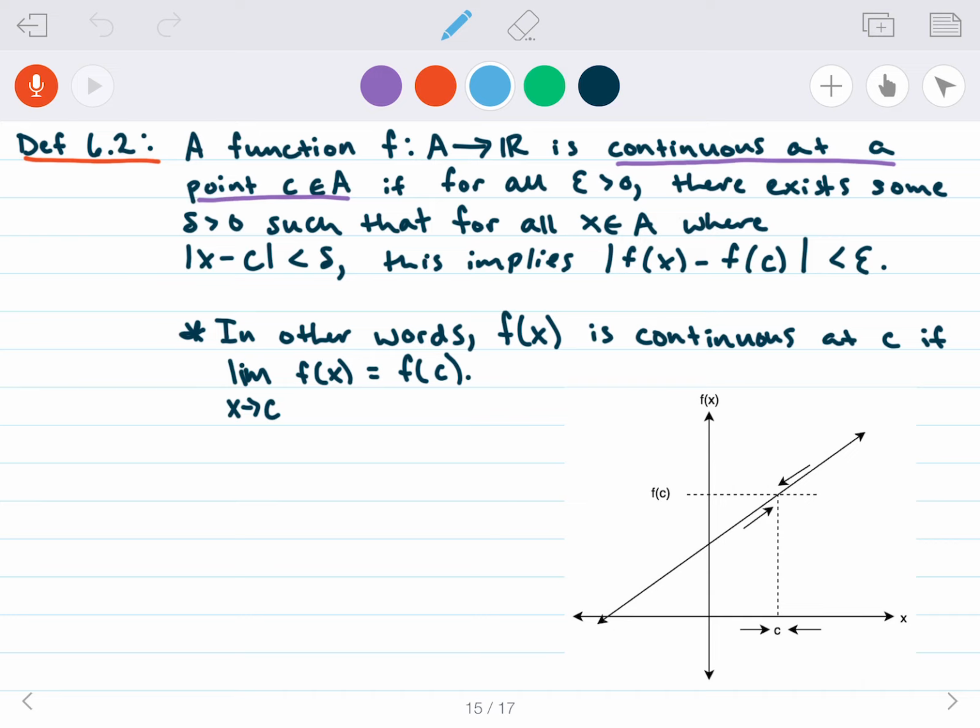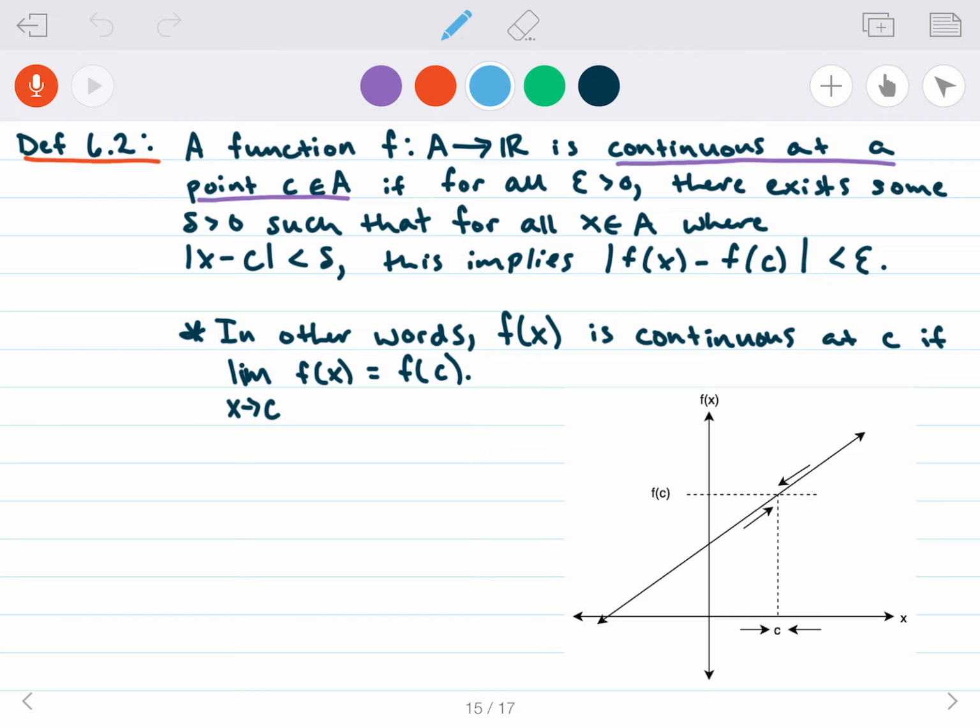Whereas with the limit we didn't care. Like, who cares if f is defined at c because we're just looking at limits. But here with continuity, we actually want the point c to be defined on f. Okay, so that's the first difference here.